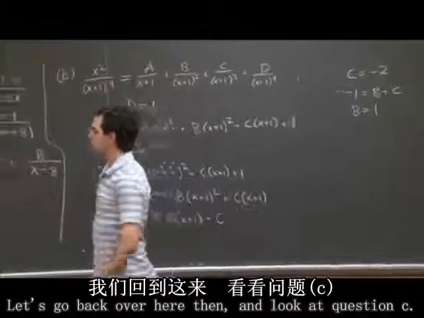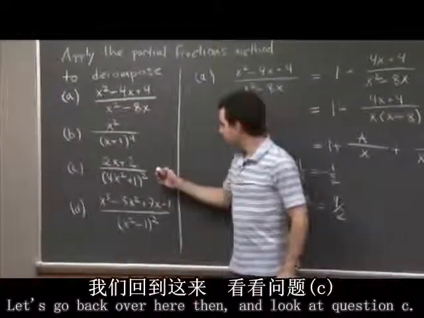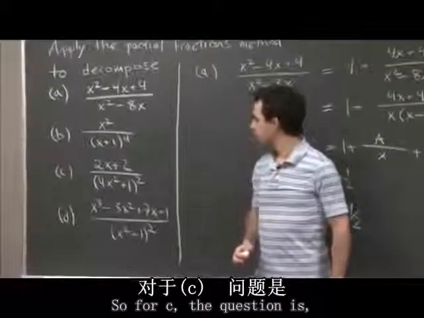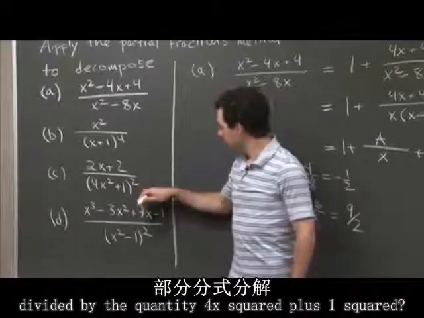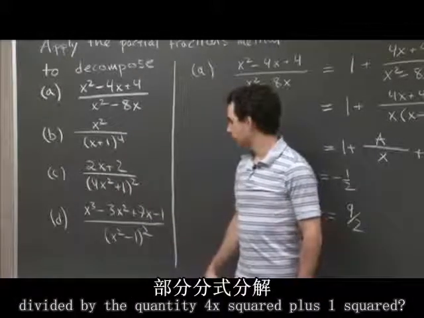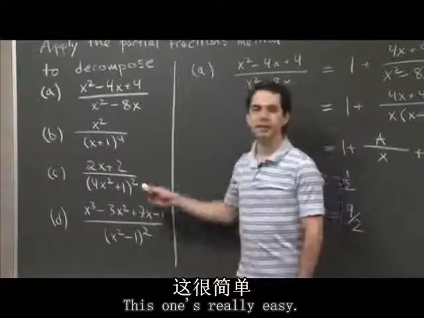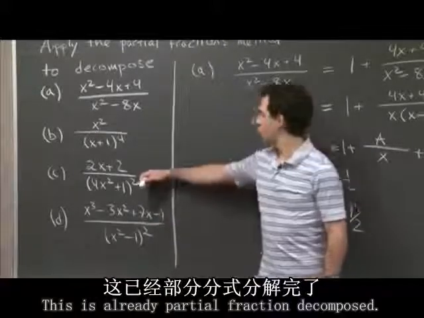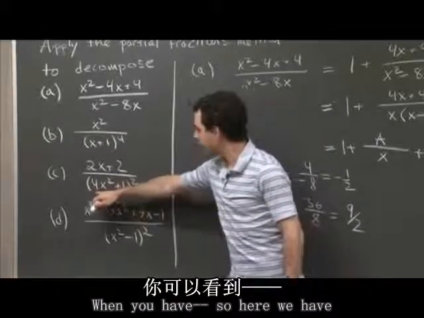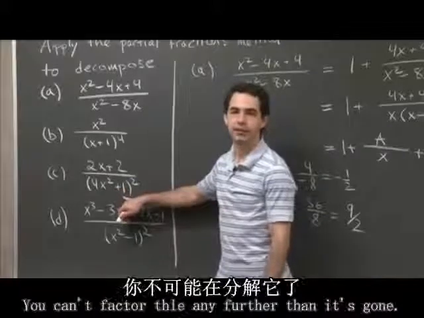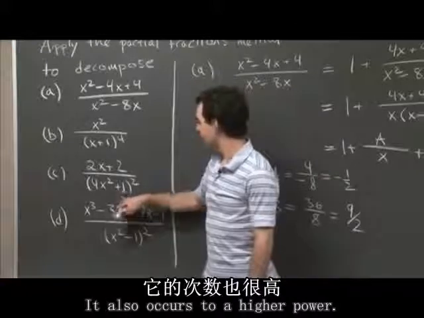Let's go back over here then and look at question C. For C, the question is, what is the partial fraction decomposition of 2x plus 2 divided by the quantity 4x squared plus 1 squared? This one's really easy. This one is done. It's already partial fraction decomposed. Here we have an irreducible quadratic in the denominator. You can't factor this any further.